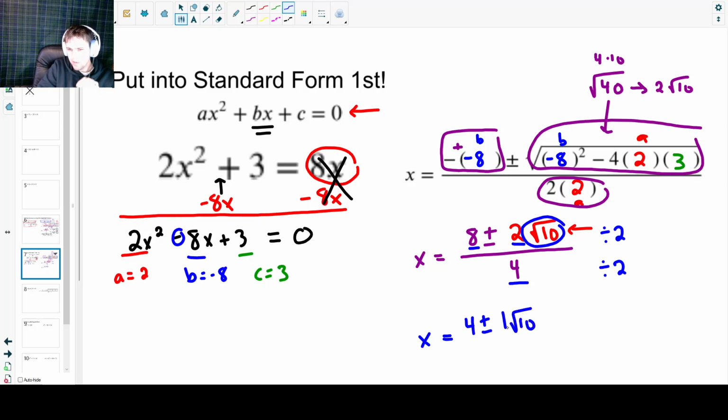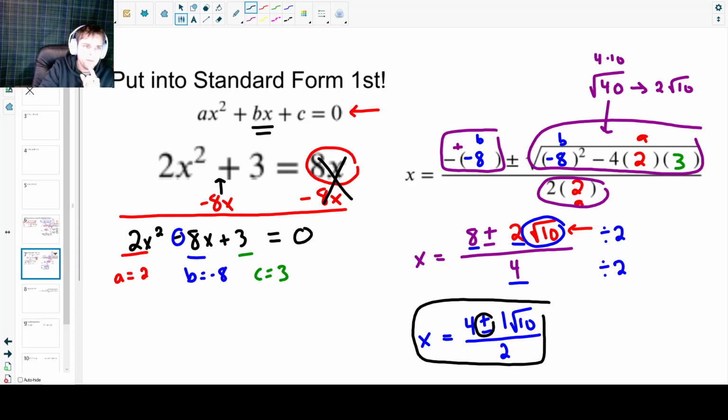Now this 1 could be left off, right, because we're multiplying it by the square root of 10, and multiplication by 1 doesn't really do anything, but I'll leave it here for now. And then 4 divided by 2 is 2. So this is as simplified as we can sort of get for our solutions. Now we could split them up into the two different answers, right, based on our plus or minus symbol, but I'm going to go ahead and just leave it like this. This is sort of an exact radical solution.